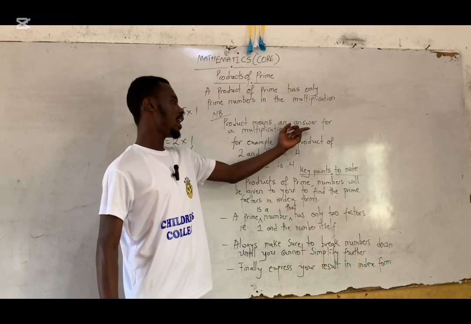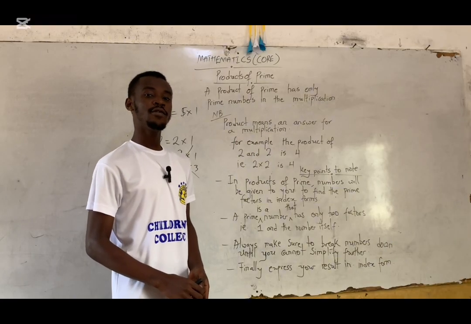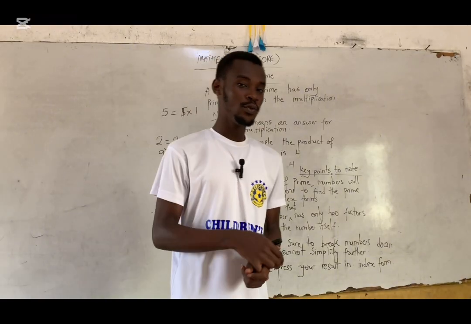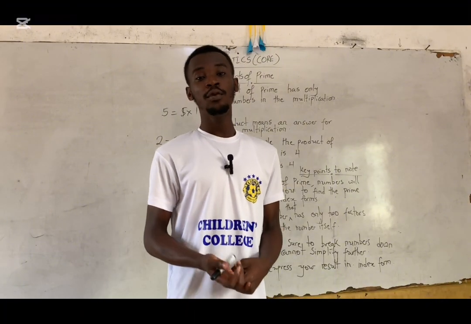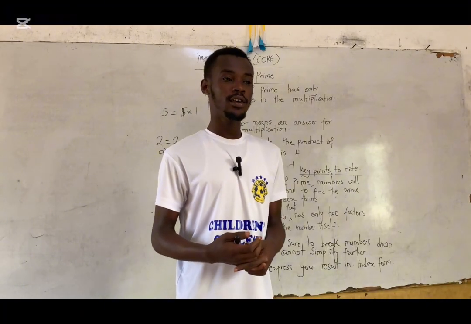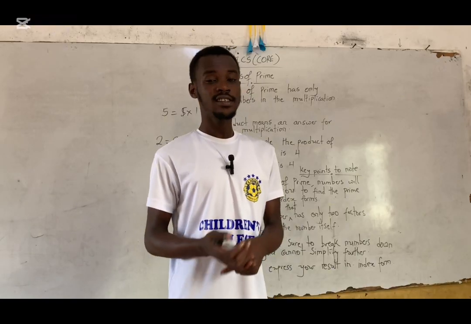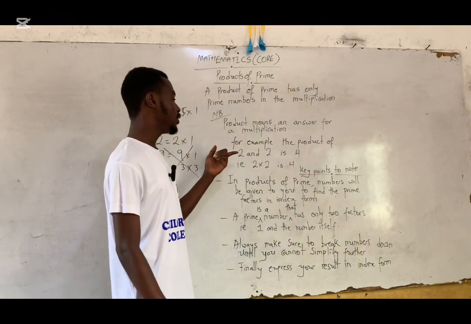Now, note: product means an answer for a multiplication. So you can be asked to multiply, let's say, 2 times 3, or find the product of 2 and 3. We mean the same thing, just multiply. Just like how we say the quotient: quotient is an answer for division. Product is an answer for any multiplication you do.